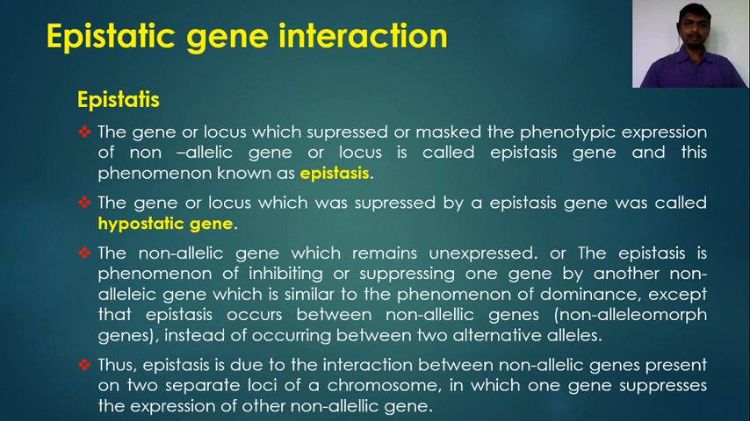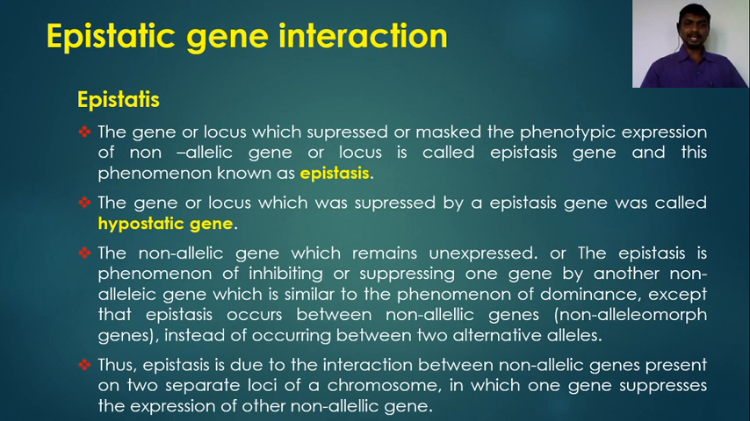So epistasis is the phenomenon of inhibiting or suppressing one gene by another non-allelic gene, which is similar to the phenomenon of dominance. In the case of dominance, only one character gets expressed, which dominates over the other character, and the character which is not expressed we call the recessive character. So when one character is dominant over the other character, there is no suppression or masking effect.